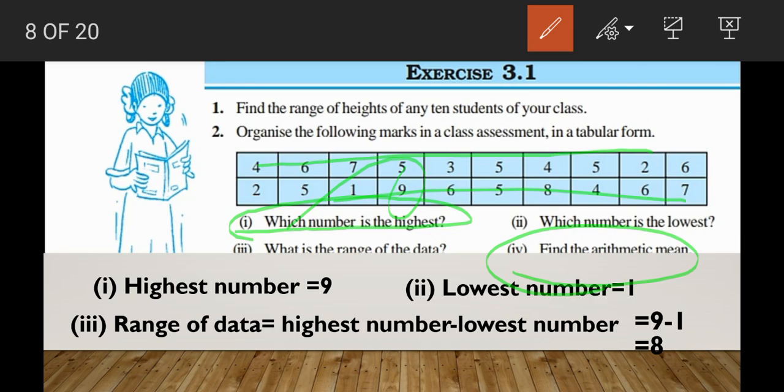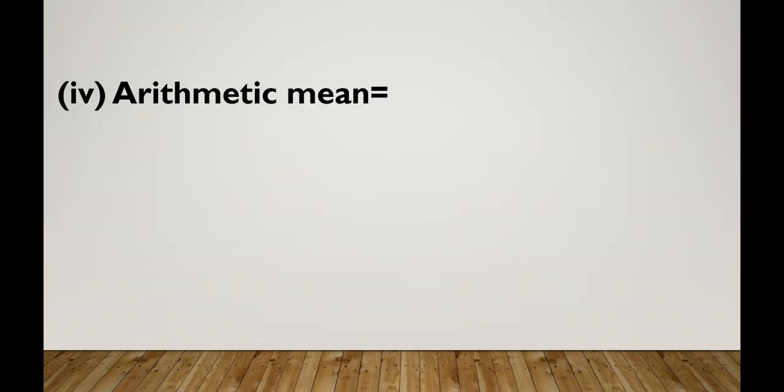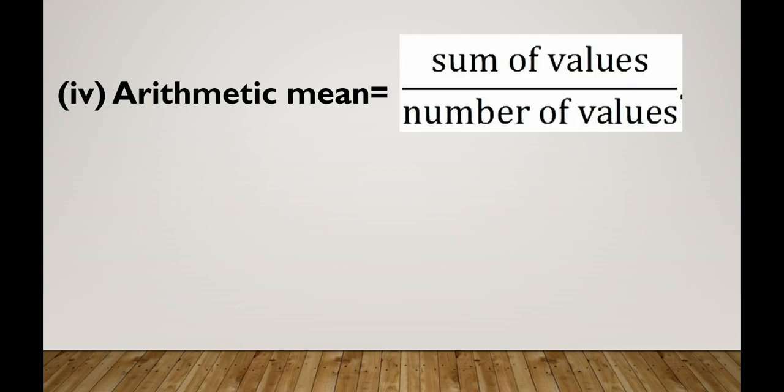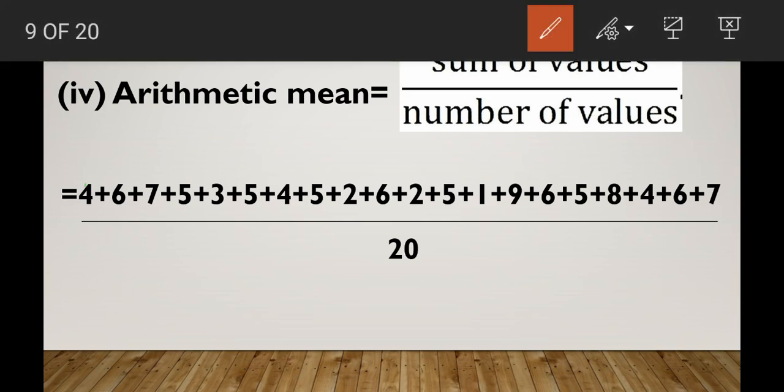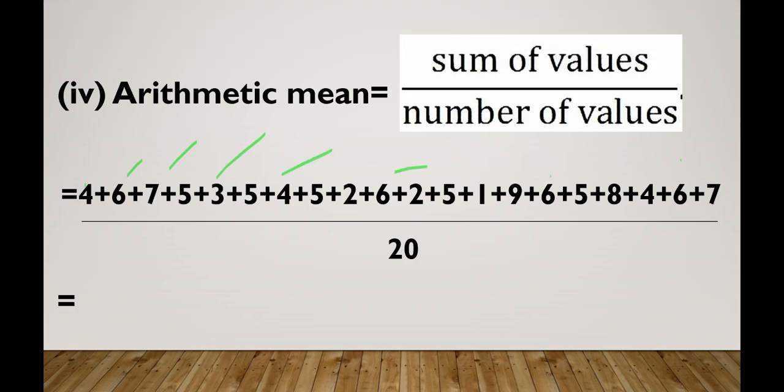You know the formula, right? Sum of values by number of values. We will see, arithmetic mean is equal to sum of values by number of values. You have to add all the numbers. 4 plus 6. All those numbers given, if a number is repeating also, you have to add. Add all the numbers, divided by how many numbers there are. You just count and see: 1, 2, 3, 4, like that. 20 numbers are here. So divide by 20, is equal to 100 divided by 20. The answer is 5. That's it. So this is arithmetic mean.